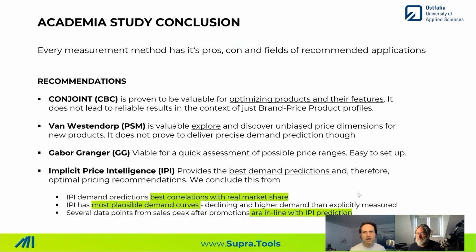So the study concluded that all of those methods have their own application field. It's not that one is best and the others are worth nothing; each method has its own playing field. Conjoint is great for optimizing products, Van Westendorp for exploring price ranges, Gabor Granger for quickly assessing with an easy setup, and implicit price intelligence for best predicting demand.